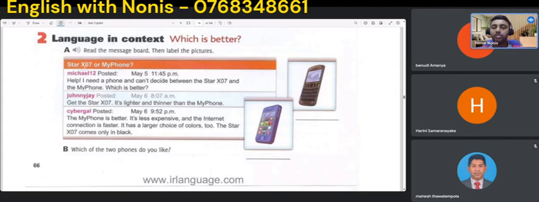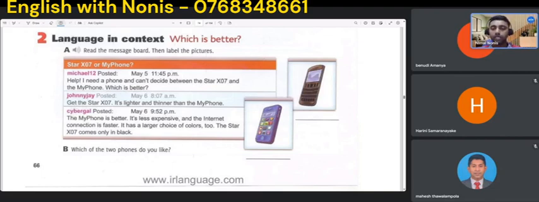Star X07 or my phone. So there are two phones. One is Star X07 and the other one is my phone. Let's see which one is better. Michael12 posted May 5, 11:45 p.m.: Help, I need a phone and can't decide between the Star X07 and the My Phone. Which is better? So there are two phones. Which one is better? That's a comparison that we are going to do.